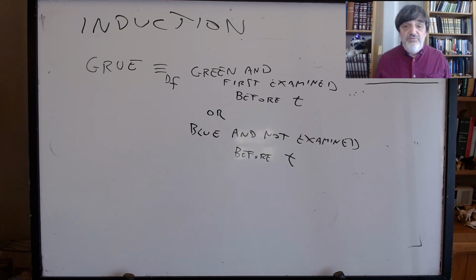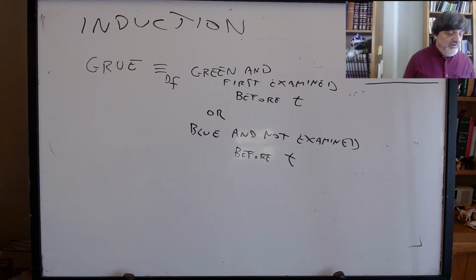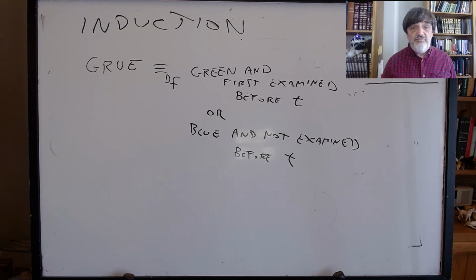But look, all those emeralds we've examined so far, and again, we're assuming that now is before time t, not only were they green, they were also all GRU. So why haven't we built up evidence instead for the hypothesis all emeralds are GRU? But those hypotheses contradict each other, right? They're different hypotheses because they make different predictions about what we'll observe after time t.